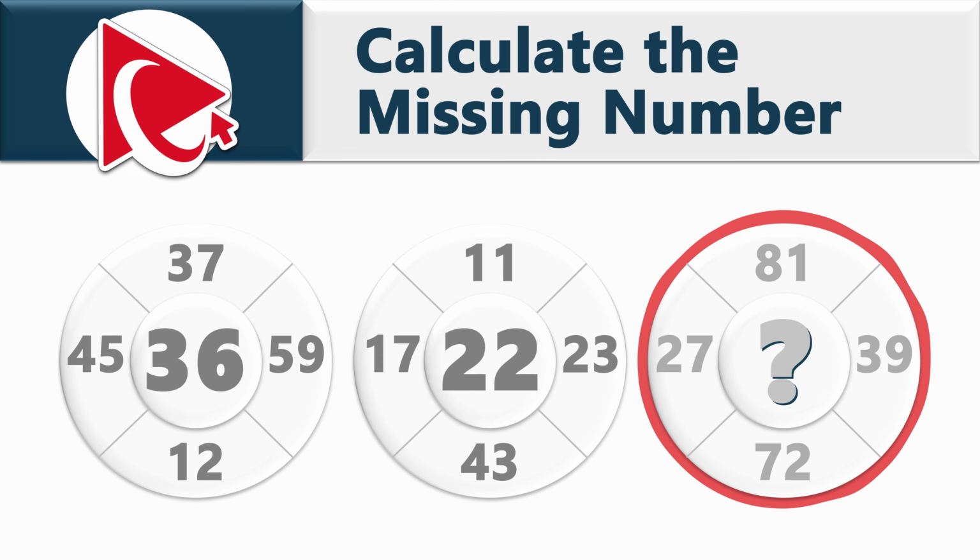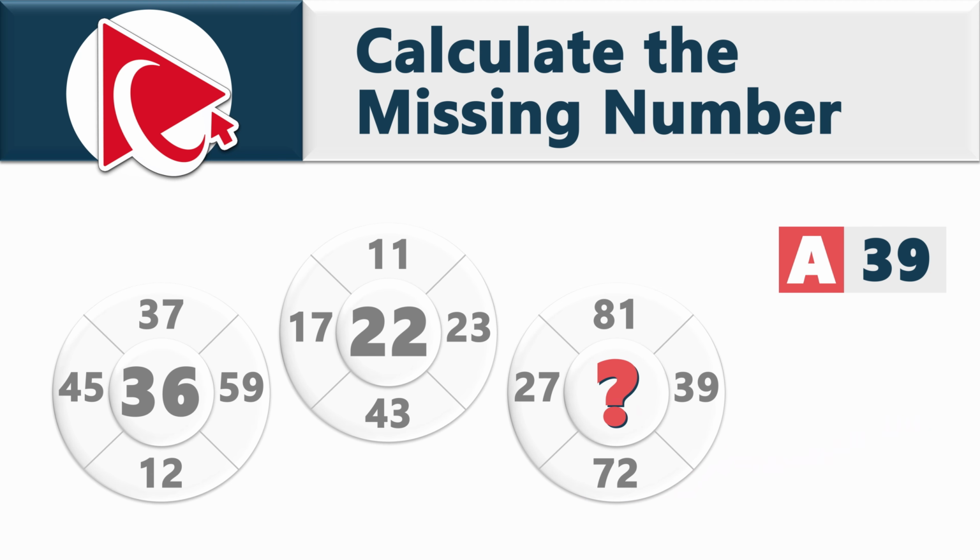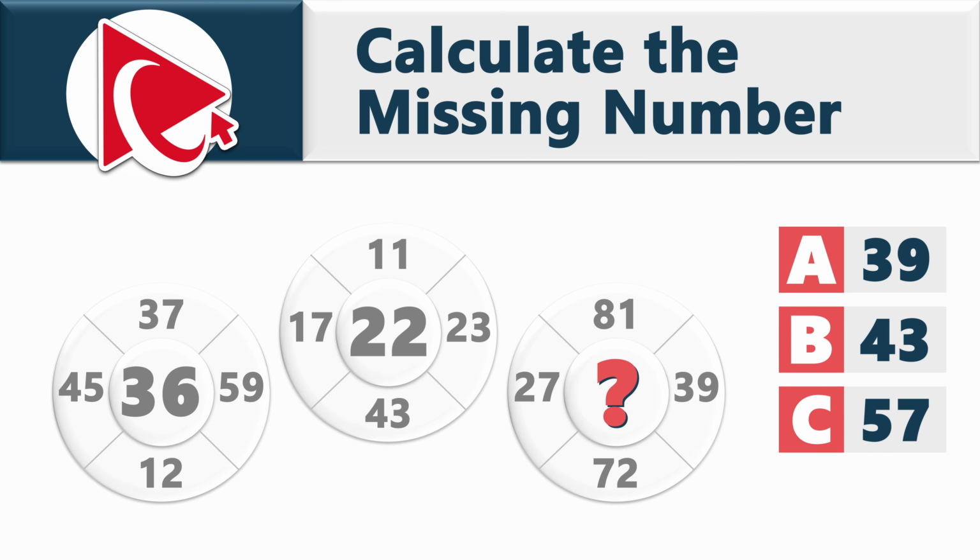The third circle has numbers 72, 27, 81, 39, and then comes the missing number, which you need to calculate and select out of 4 possible choices. Choice A, 39, choice B, 43, choice C, 57, and last but not least, choice D, 65.